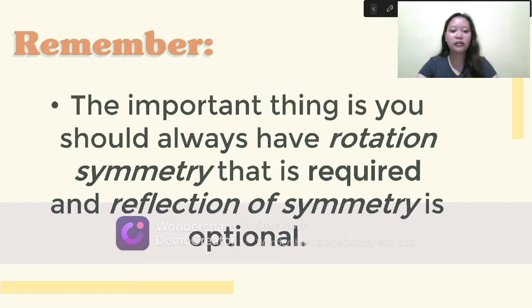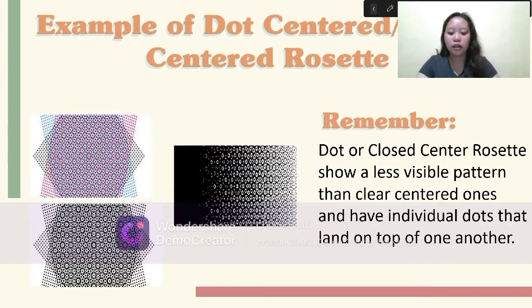Remember, the important thing is you should always have rotation symmetry. That is required. And reflection symmetry is optional only. I will show you some examples of dot or close-centered rosette. This type of rosette is called dot-centered or close-centered rosette because each of the patterns has a dot in its center. And as you can see in the picture, the dots are small and they are close to each other compared to the clear or open rosette that later I will show you the picture.